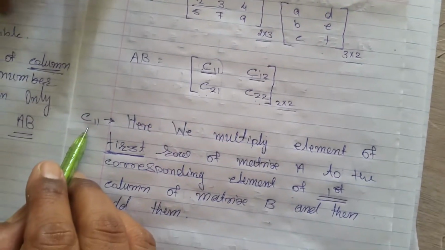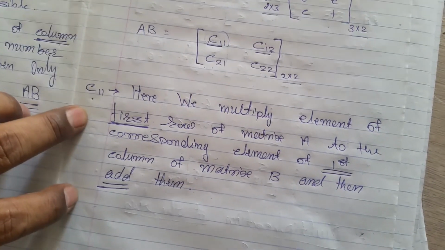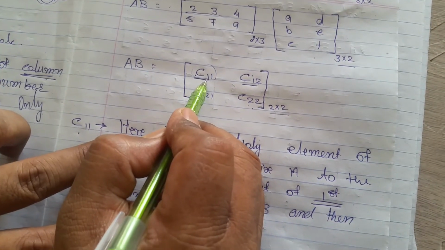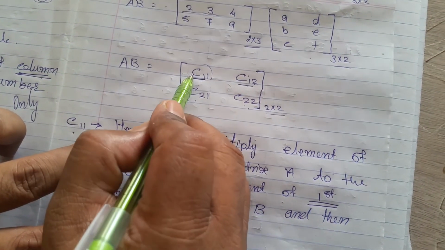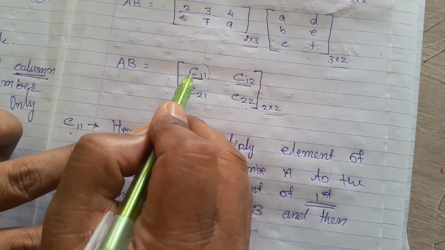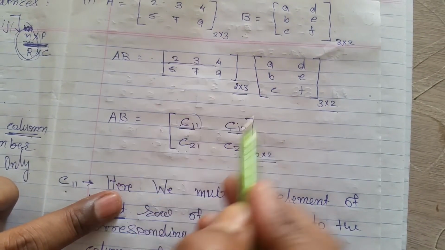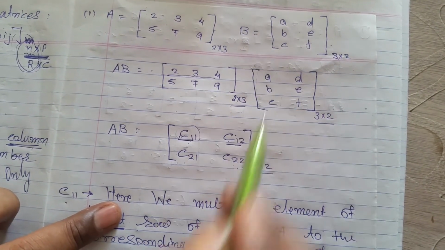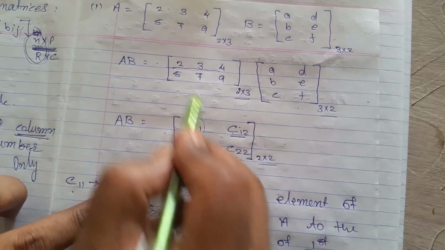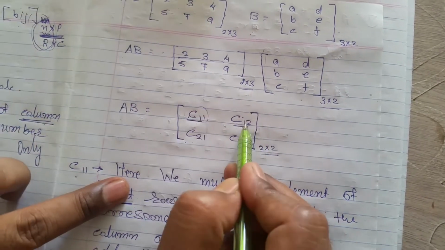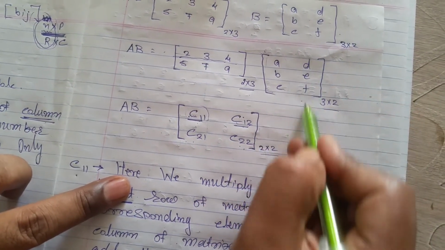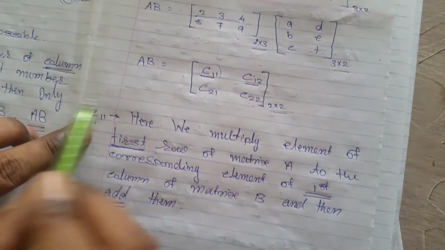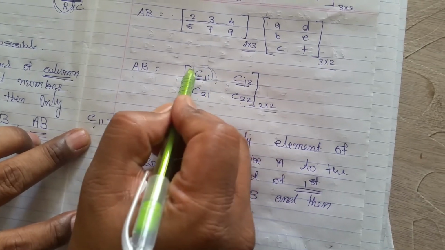Now how do you get the C11? Now watch carefully. C11, everyone knows that this is the element of first row, first column. That means we consider the first row of A and the first column of B. Understand? C12 means we consider the first row of A and the second column of B. Now see again C11. How do you obtain the element C11?